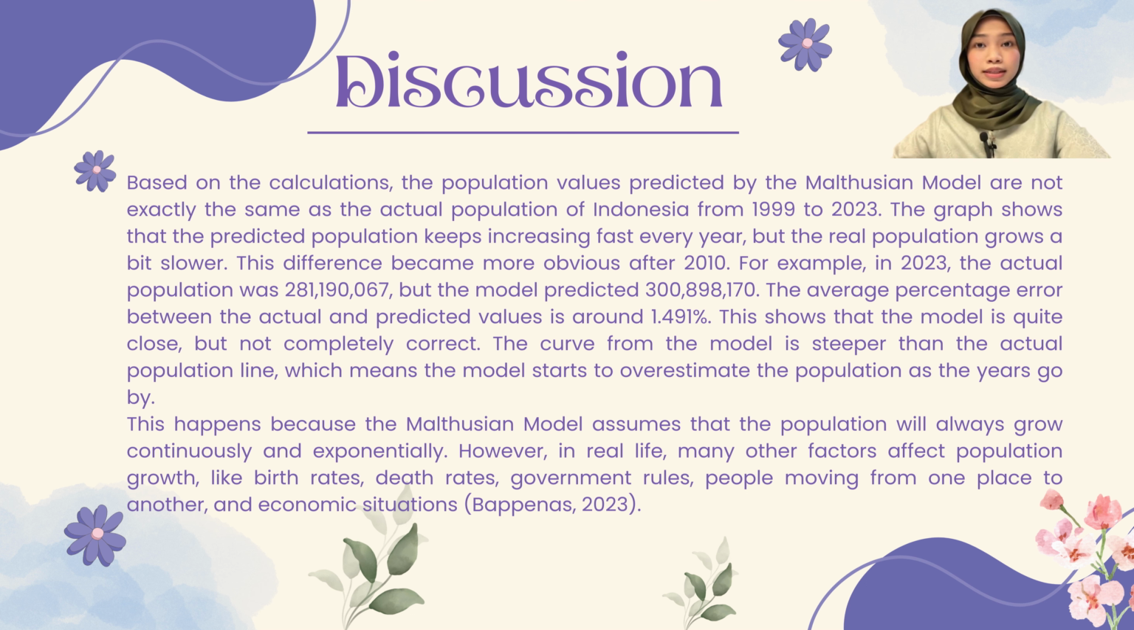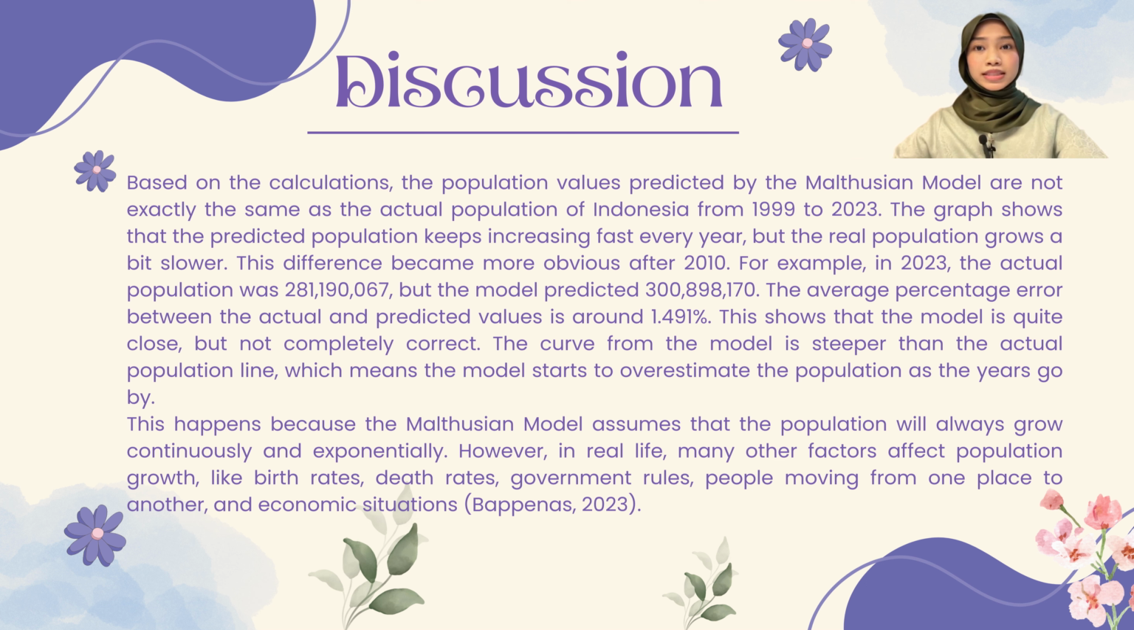For example, in 2023, the actual population was 281,190,067, but the model predicted 300,898,170. The average percentage error between the actual and predicted value is around 1.491%. This shows that the model is quite close, but not completely correct.